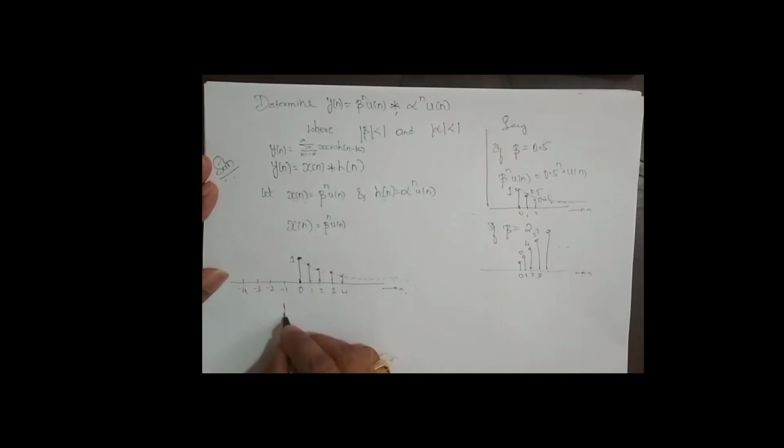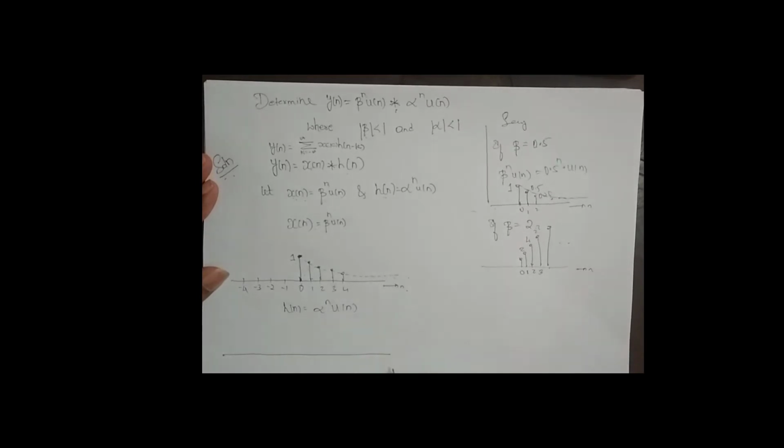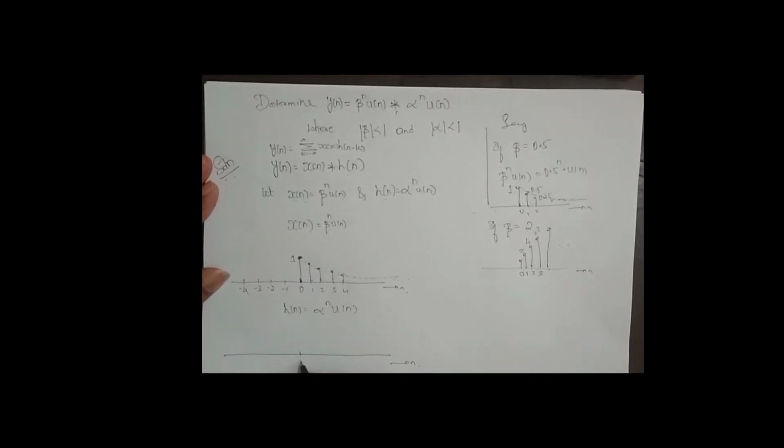Similarly, what is h of n? h of n is equal to alpha power n u of n. The sequence is the same, but it depends upon the value alpha takes. Fine. So it is 1 and it is exponentially decreasing.